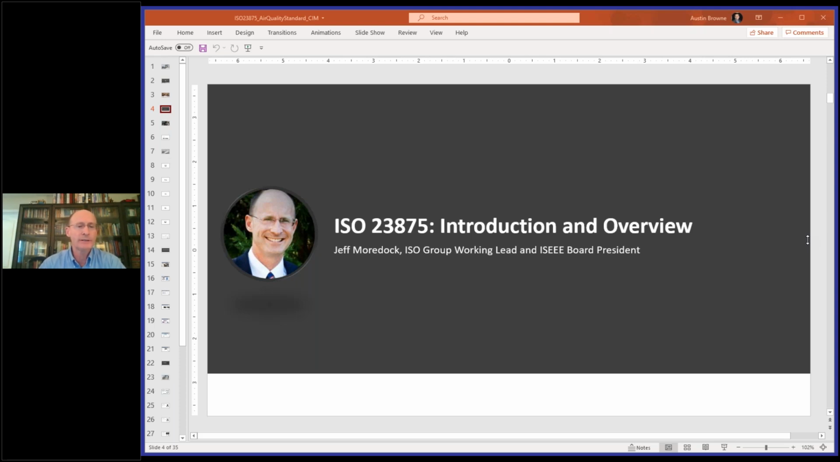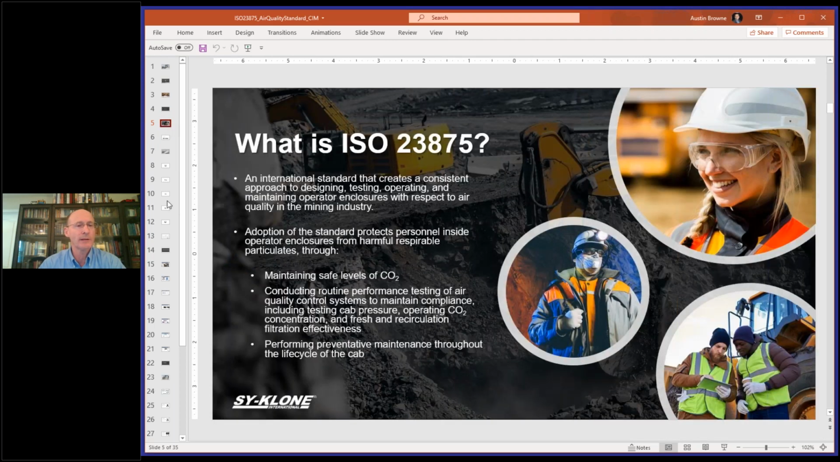We were very fortunate back in 2018 to be asked by Technical Committee 82 of ISO to develop a standard specifically around improving air quality inside of operator enclosures in mining environments. This was an exciting opportunity to do something about a problem that's been around for a long time. We put together a working group comprised of participants from 10 different countries, and we set about determining what constitutes good air quality inside of an operator enclosure.